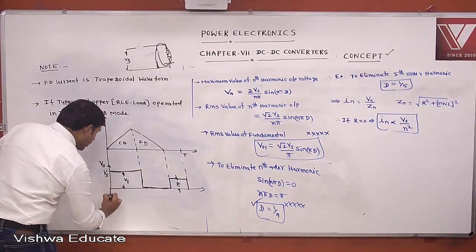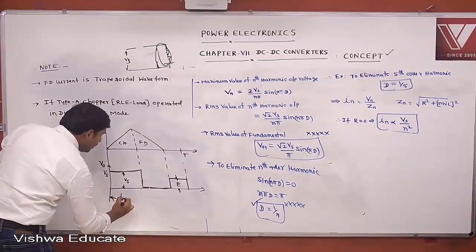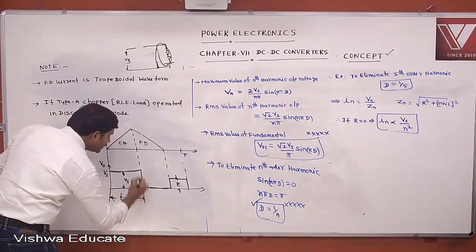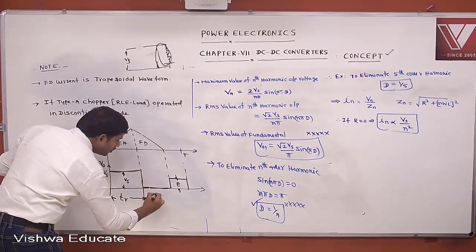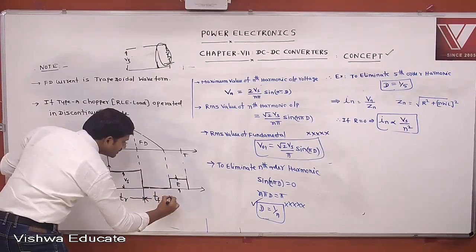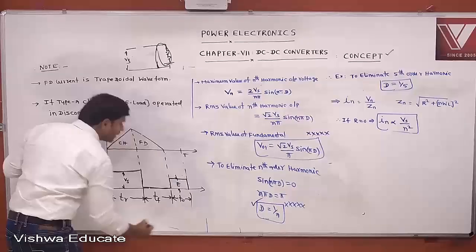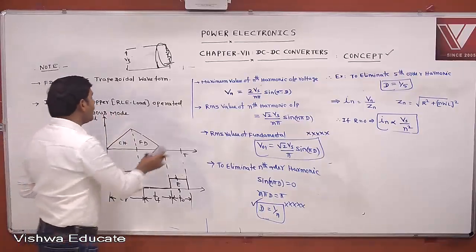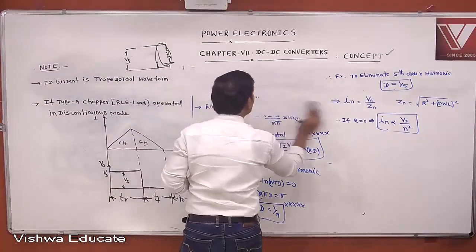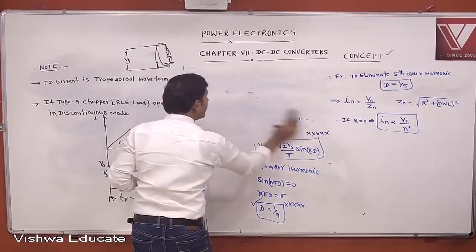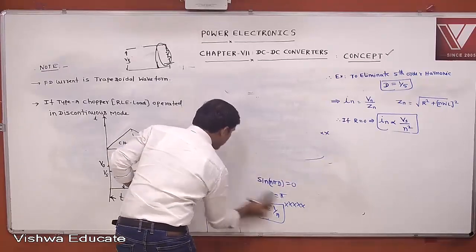Let this time be TR because the current is rising. This time is TF, falling time, and this time is T0. No device is conducting. Now can you tell what is the average output voltage in discontinuous mode? What is the average output voltage in discontinuous mode?